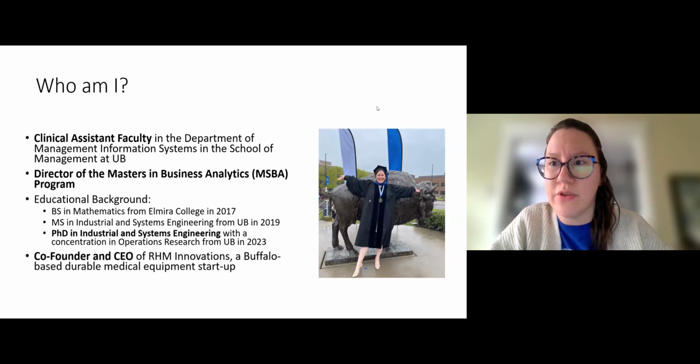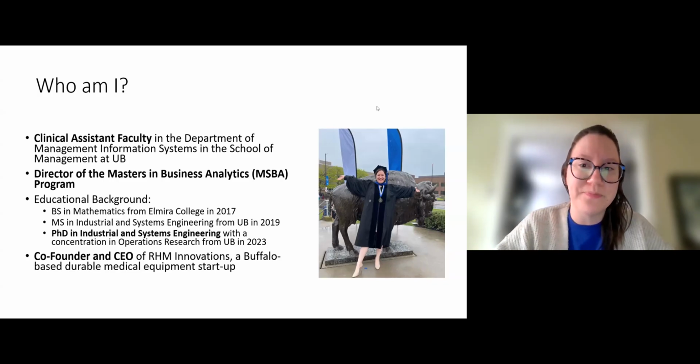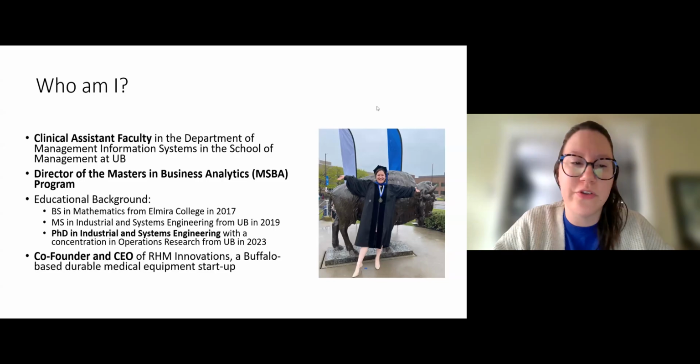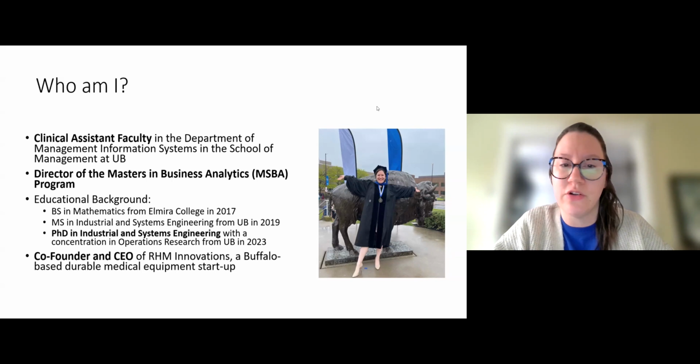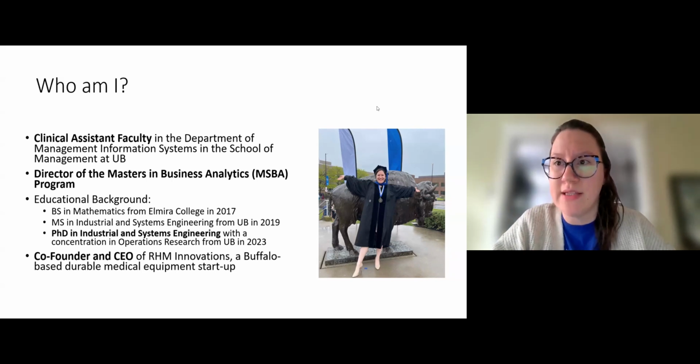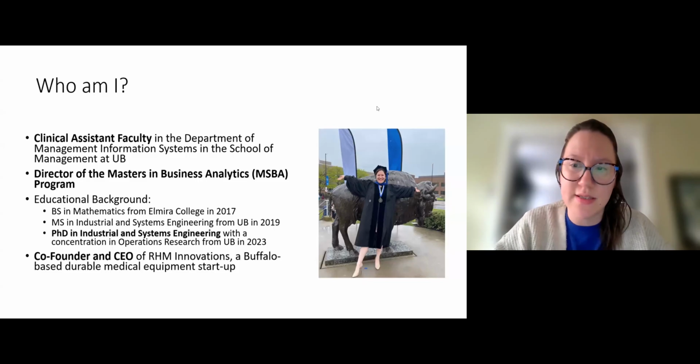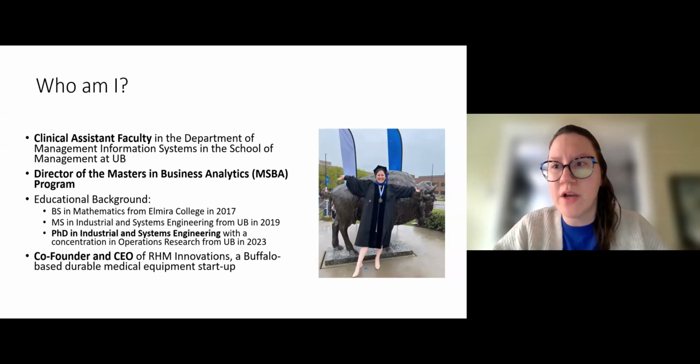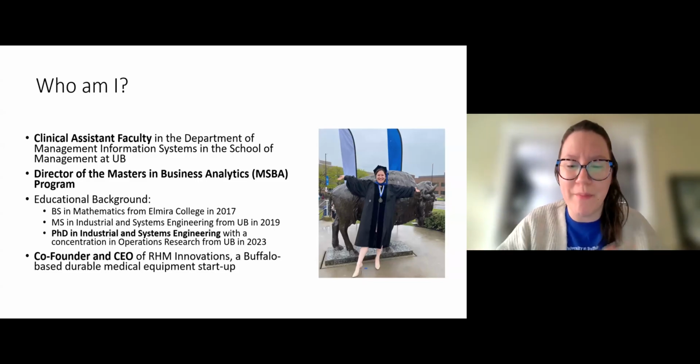So in addition to being faculty, I am also an alum. So I know a lot about the university and the different opportunities that we have to offer. Outside of my role at the university, I am also co-founder and CEO of RHM Innovations, which is a Buffalo-based durable medical equipment startup. So I bring a lot of entrepreneurship and that type of business experience into my classes. So that's just a brief introduction to who I am.